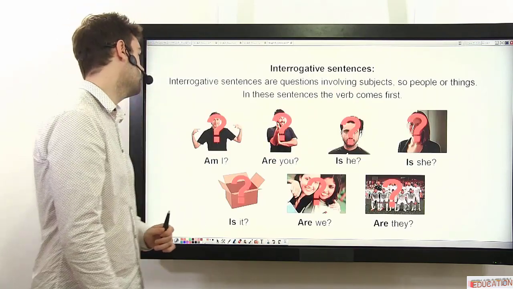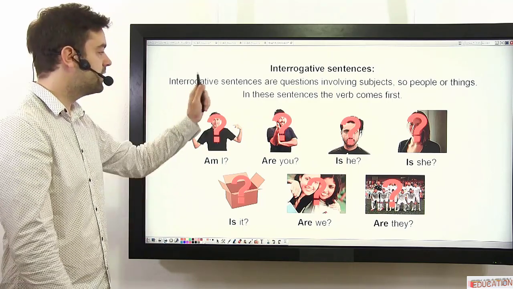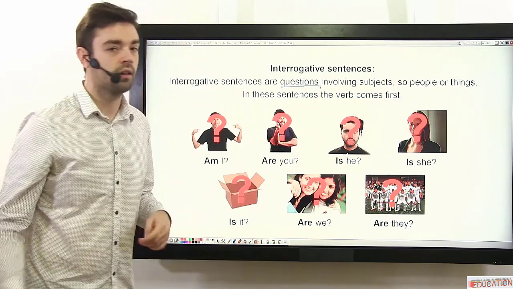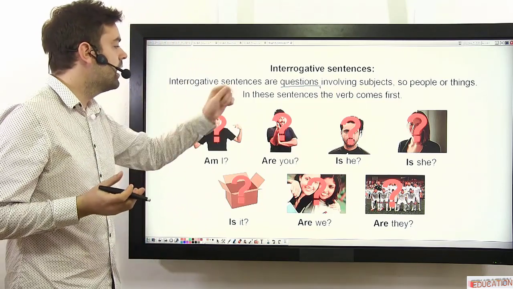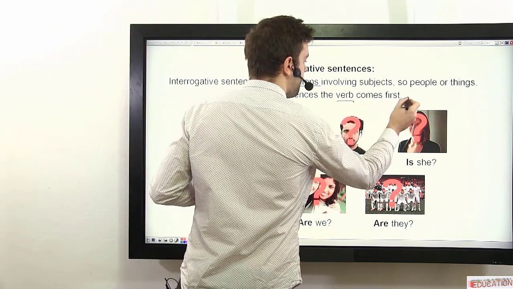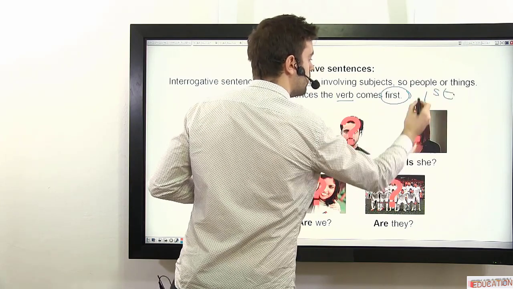So, what about interrogative sentences? Well, interrogative sentences are questions involving the subjects, so people or things. In these sentences, the verb comes first.